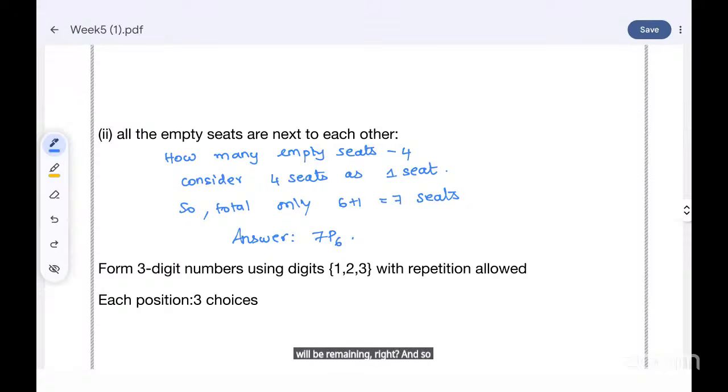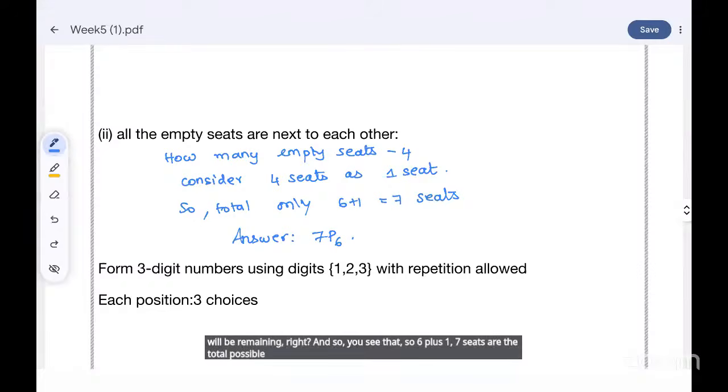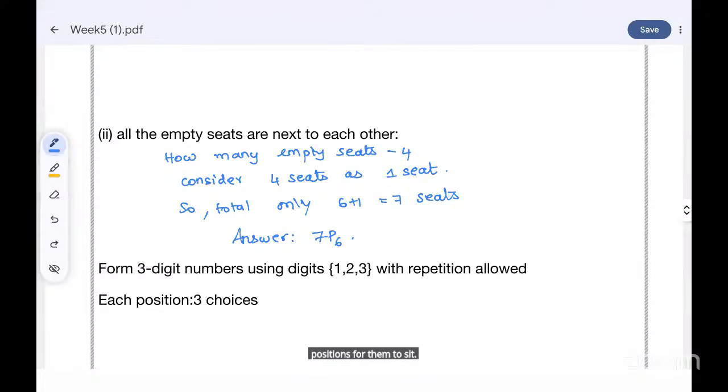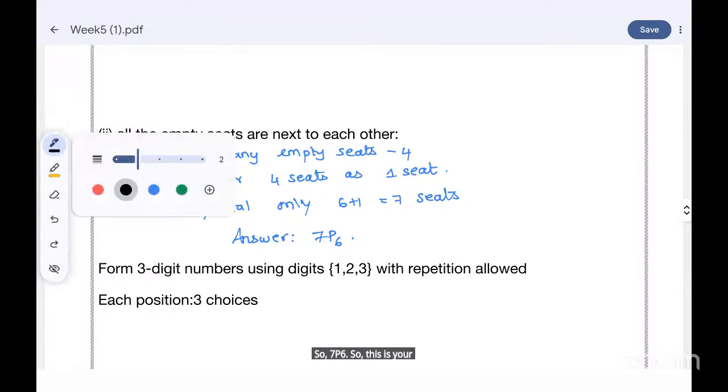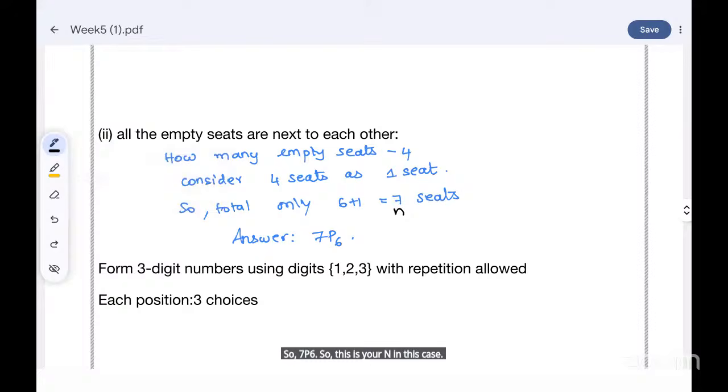So you see that 6 plus 1, 7 seats are the total possible positions for them to sit. And out of that, how many people have to be seated? 6 people. So 7P6. So this is your n in this case. Your r is already 6, that is fixed. Only the n has changed in this case. Is it clear or still not? Yes, ma'am, it's clear. Any other questions?